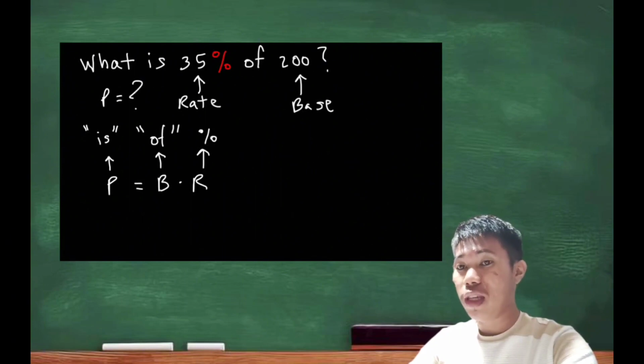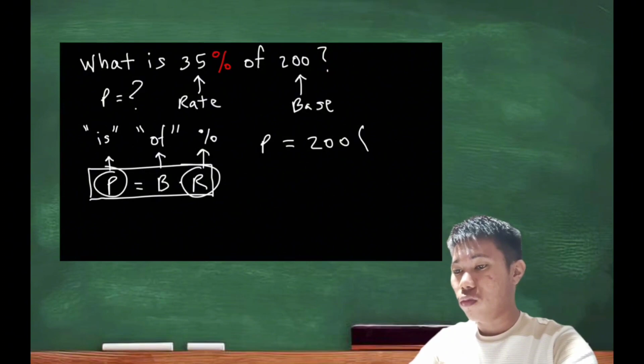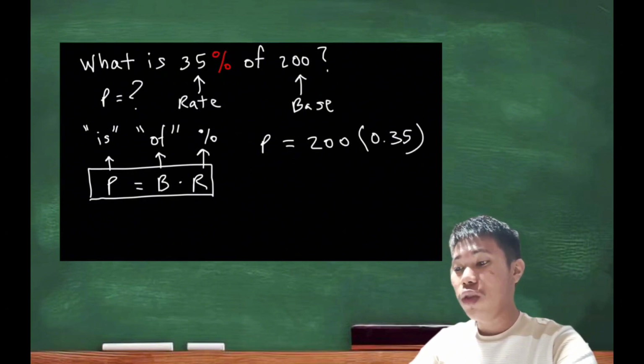So now let's use this formula to get the answer. So we want to calculate the P in this problem. The base is 200 and the percentage is 35%, that is the rate. Let me not confuse what is P and R. R is 35%. So what is 35% as a decimal? 35% as a decimal is 0.35. So all we need to do is multiply 200 by 0.35, and you'll get 70.